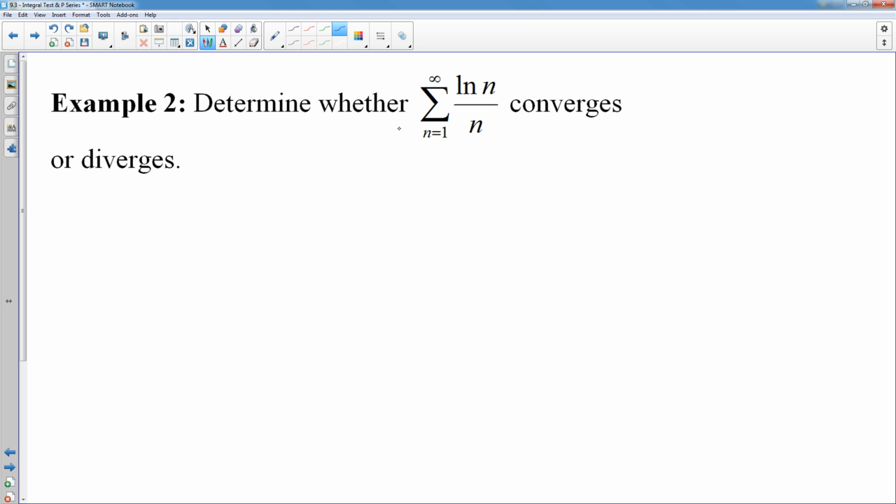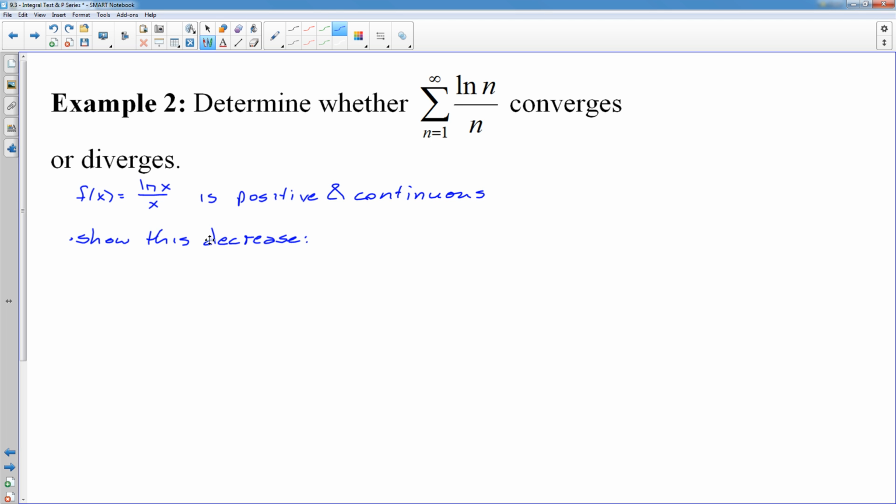First, if I were to look at the function ln x over x, I do know that it's positive from 1 to infinity, and I know that it's continuous from 1 to infinity. There is a discontinuity at 0, but I don't care about 0 because I'm starting with n equals 1. It's going to be a little bit of a challenge to prove that this is decreasing. So let's show that this decreases.